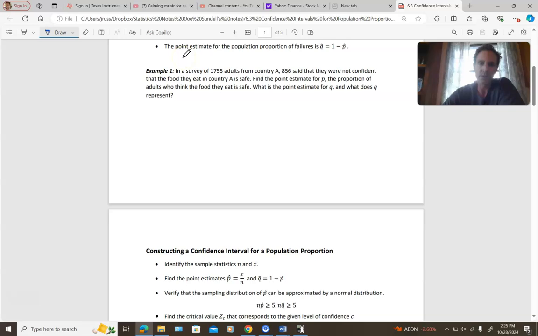All right, well, let's look at an example. It says we've got a survey of 1,755 adults from some country, and 856 said that they were not confident that the food they eat in this particular country is safe. And so we want to find a point estimate for p, the proportion of adults who think the food they eat is safe. All right, now this one's a bit tricky. Well, it's not really tricky, but it's not as straightforward as I would have liked.